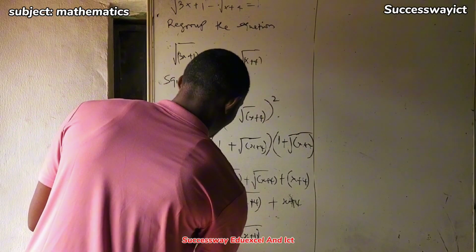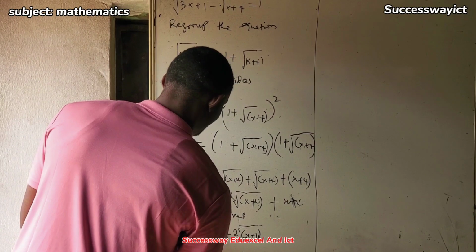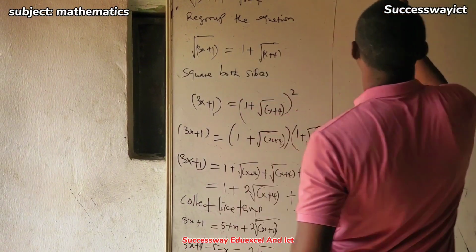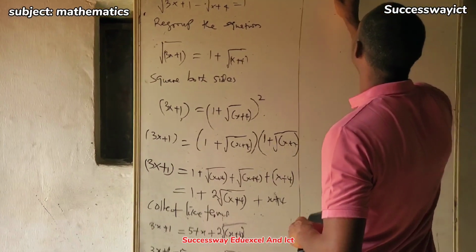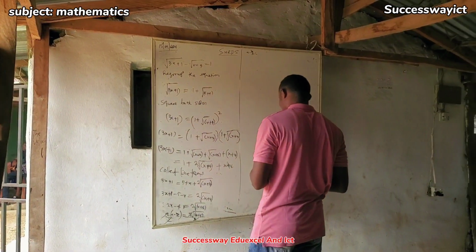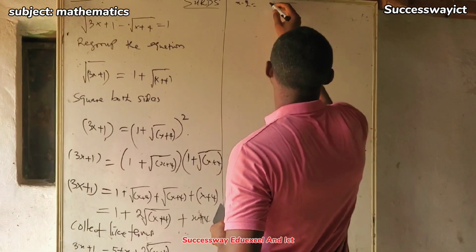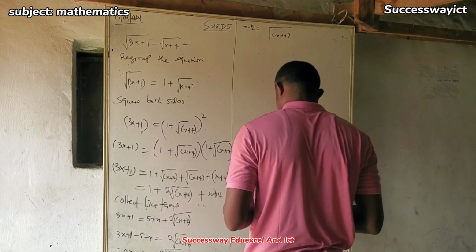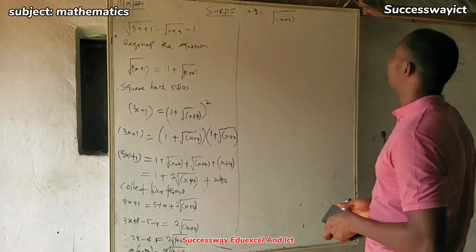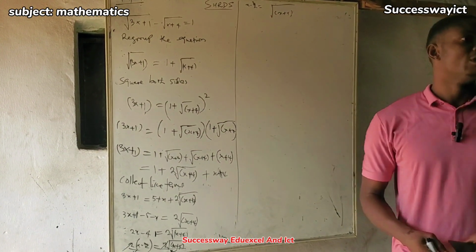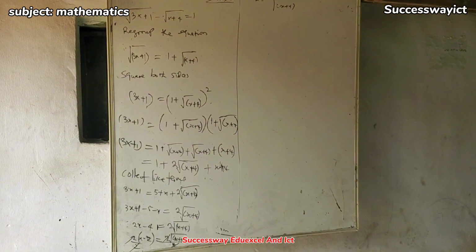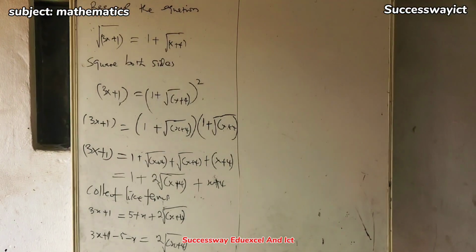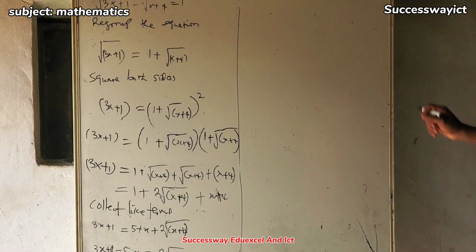If I divide both sides by 2, these 2 will cancel these 2. At the end of the day, I have x minus 2 to be equal to square root of x plus 4. From here, who can find the value of x for me? Can somebody find the value of x from here? It's x I'm looking for. What's the next thing to do?